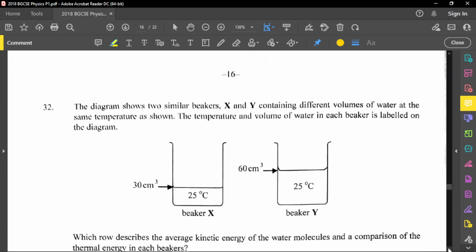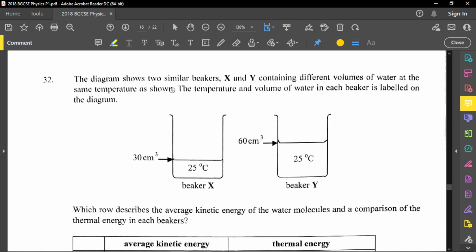All right, for question number 32, it said the diagram shows two similar beakers, X and Y, containing different volumes of water at the same temperature as shown. The temperature and volume of water in each beaker is labeled on the diagram. What I want to point out here is that the temperatures are the same as mentioned in the question, but you notice you have different volumes, right?